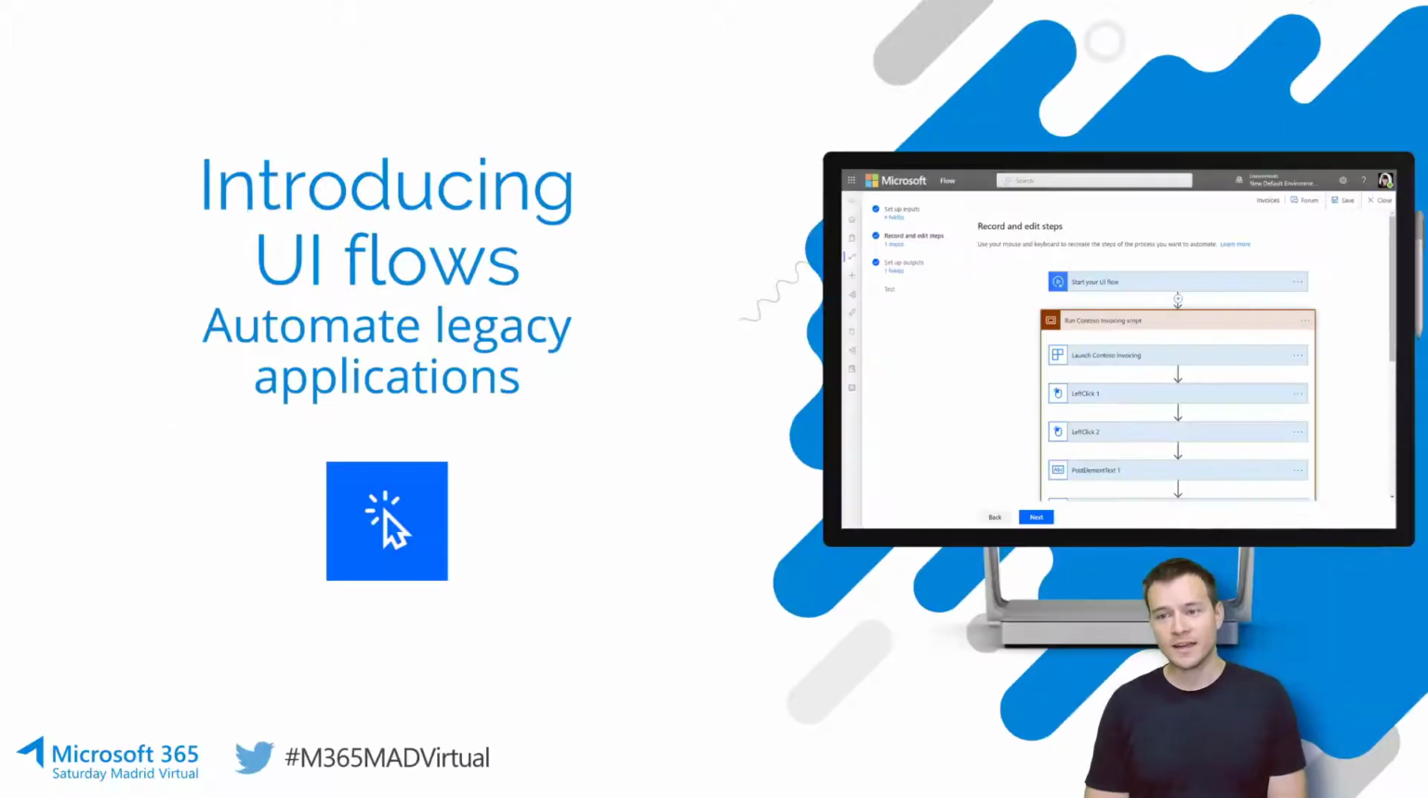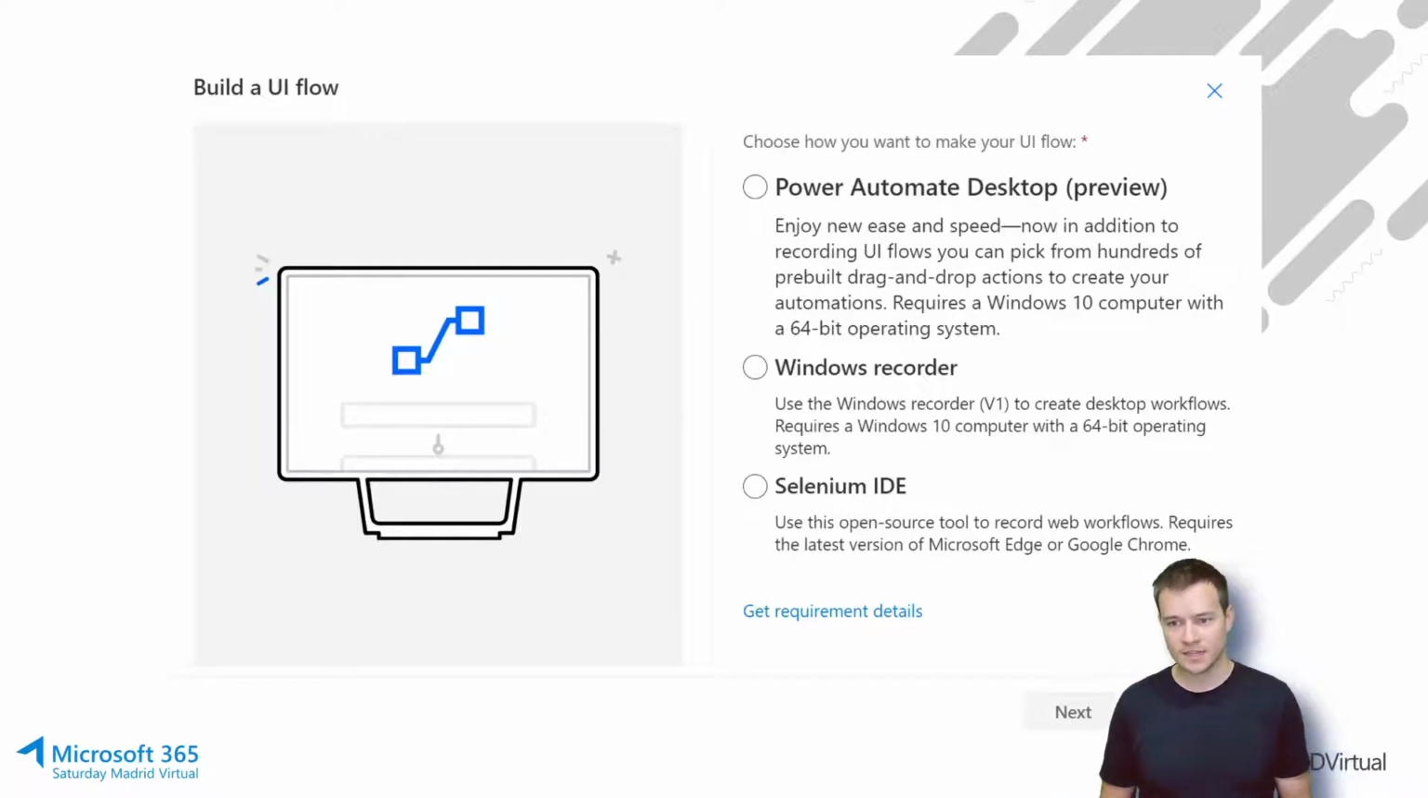At Ignite 2019, Satya Nadella introduced a new tool in the Power Platform called UI flows, and that's actually Microsoft's answer to RPA. Now when you go to Power Automate and hit the New button, you'll find UI flow, and you'll be able to create either Power Automate Desktop, a new addition that I'll be talking about in this session, or you could run the Windows recorder, the old UI flows recorder, version 1, announced at Ignite 2019, or you can use the Selenium IDE to record web processes.